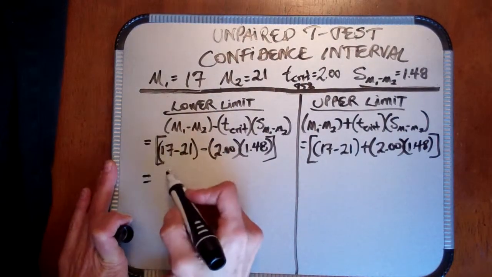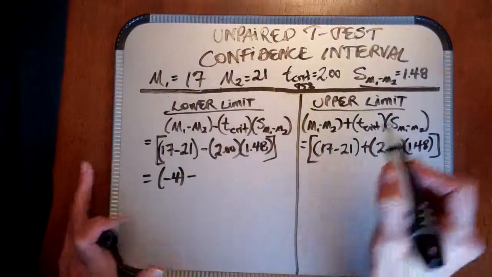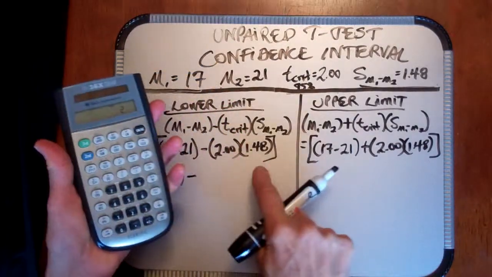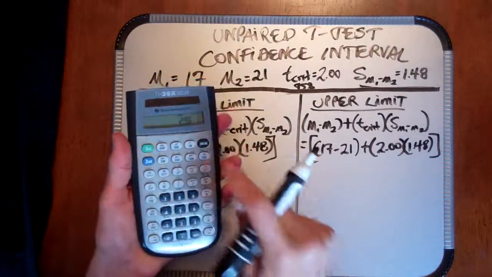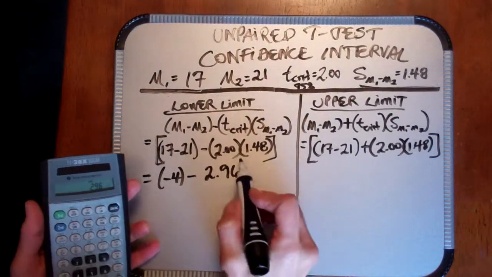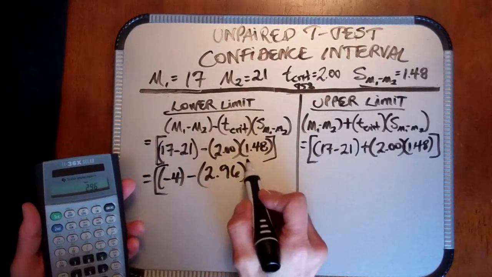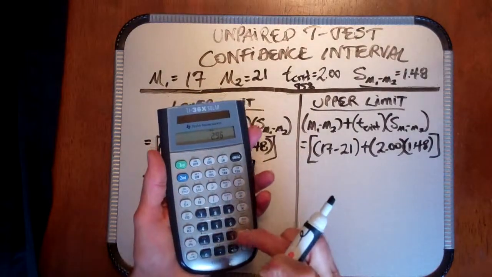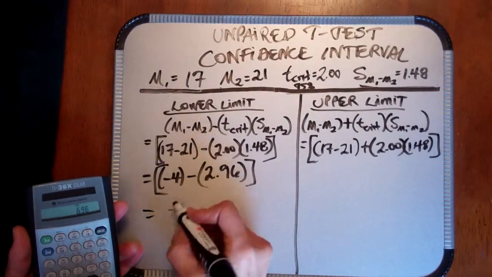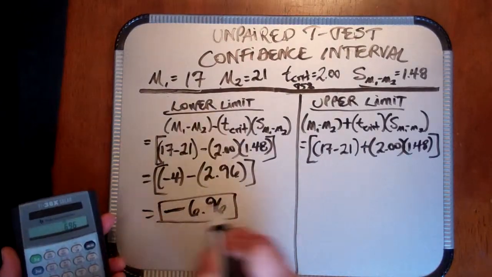Okay. So here we have minus 4 minus, right? And here we have 2.00 times 1.48 equals 2.96, right? So if we want to do it the easy way, we get negative 6.96 as our lower limit, right?